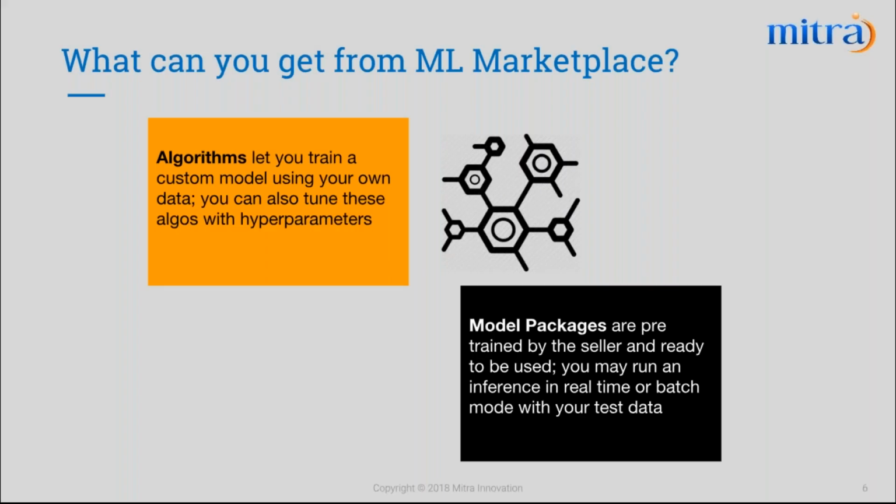Next, we will look at what you can actually get from the machine learning marketplace. If you go to the machine learning marketplace, you can see there are algorithms and model packages. What are algorithms? Algorithms are custom models that you can train using your own data. This is for more expert users who are familiar with the algorithms and who want to make their own customizations and parameter tuning. And model packages are pre-trained by the seller and ready to be used.